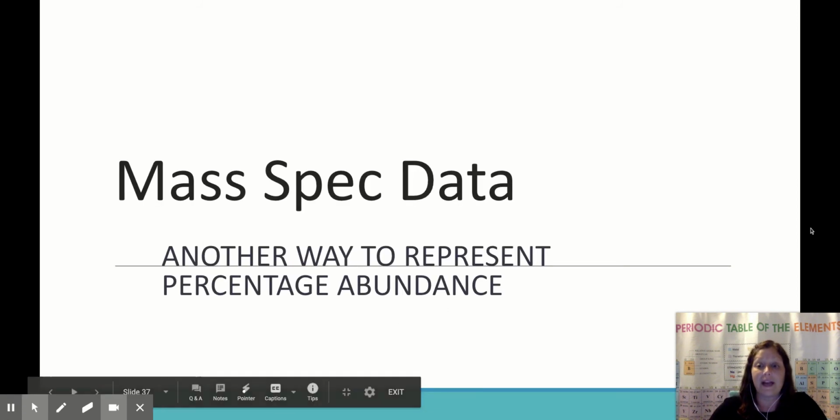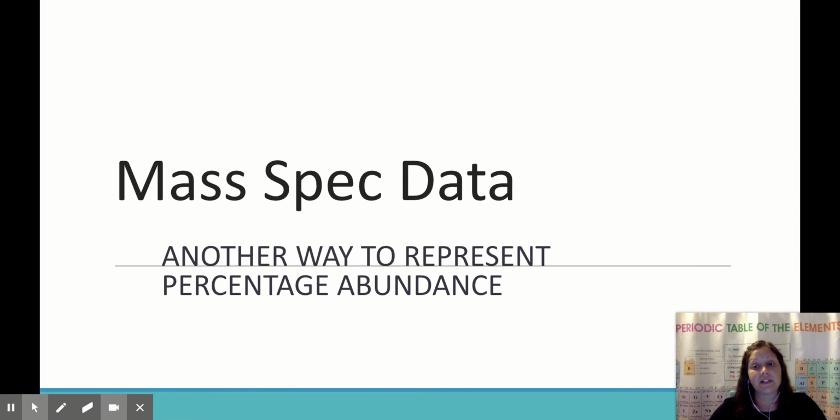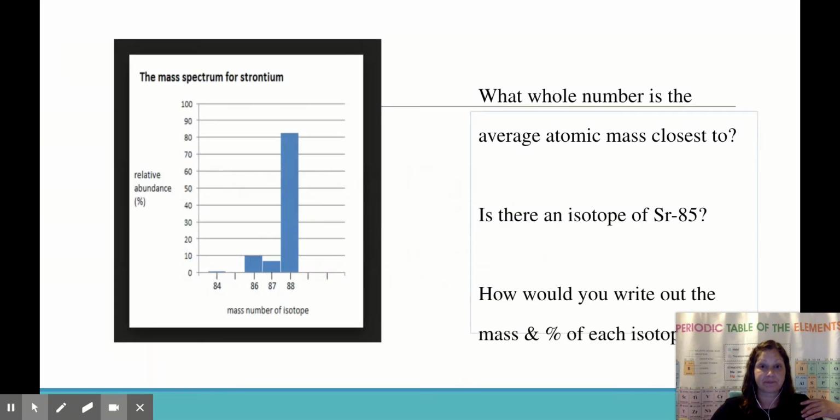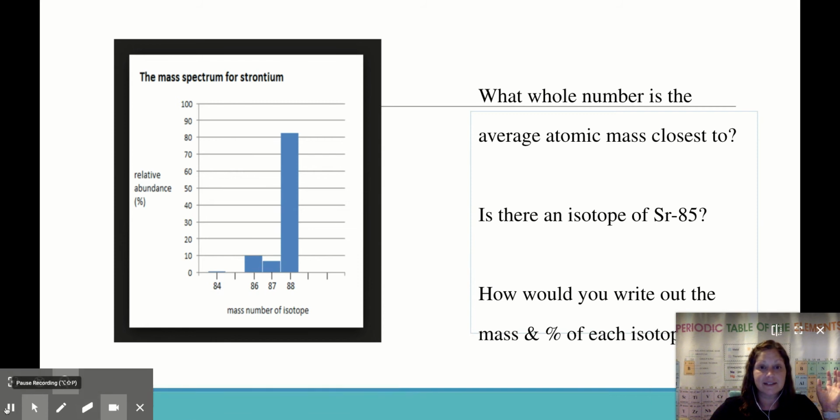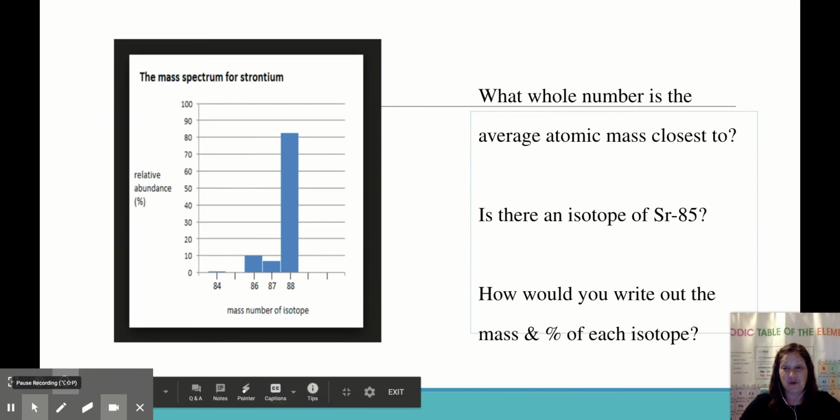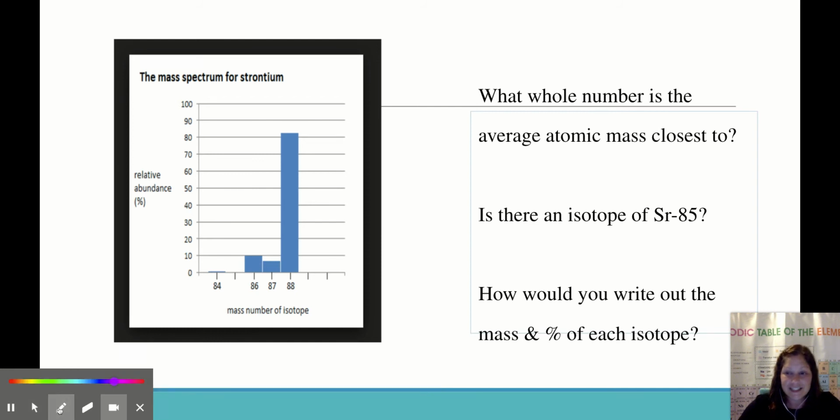Another way to represent percentage abundance would be with mass spec data. So you saw the picture of what a mass spec could look like, but this is just going to give you an idea of what some of that data could look like coming out of the mass spec. For example, we have this, and I just shrunk me in the corner down there just to make sure you could see the questions. So this is just another way to represent the data.